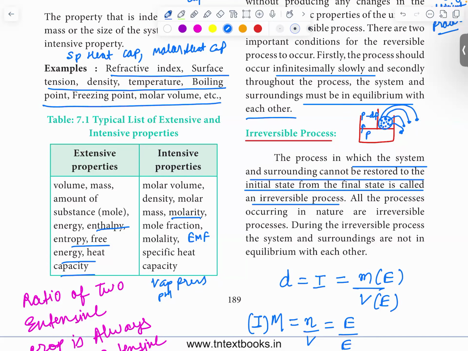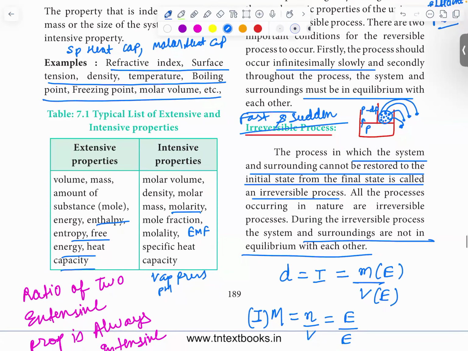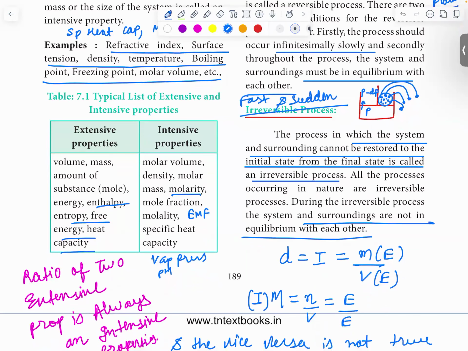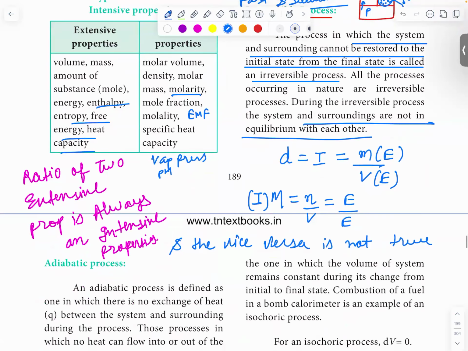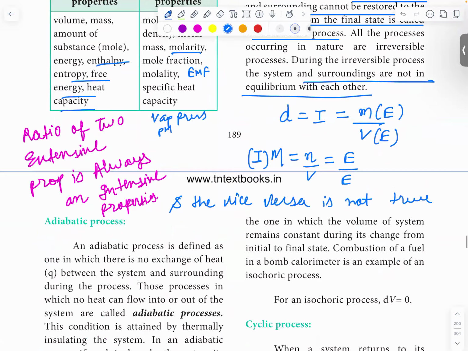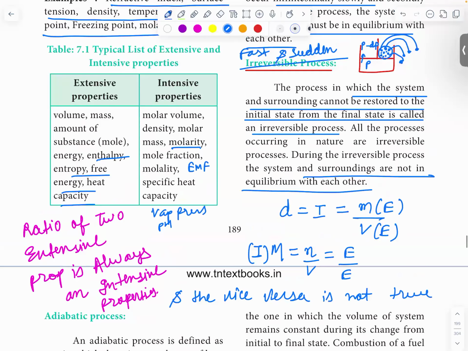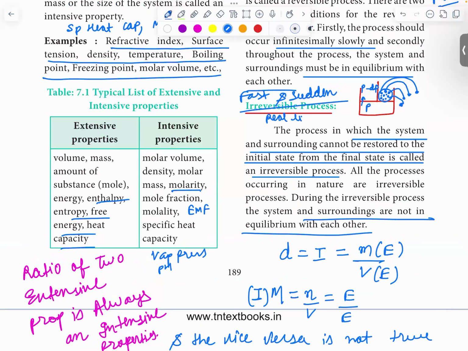Irreversible processes are very fast and sudden processes, and the system and surrounding do not remain in equilibrium with each other, because there is a large pressure difference between them. There are many other properties too: irreversible processes are real life processes, fast processes, sudden processes.